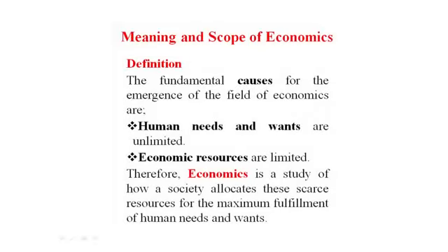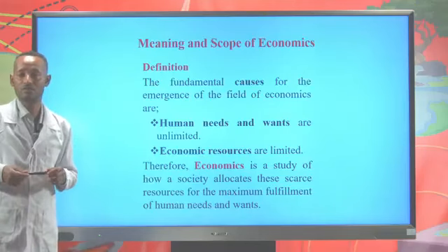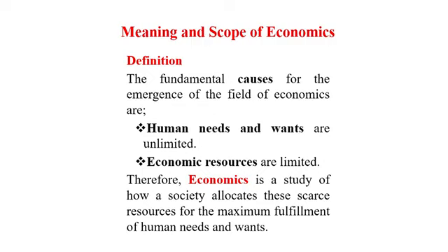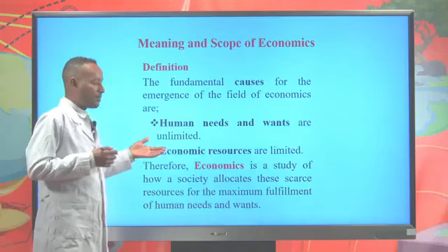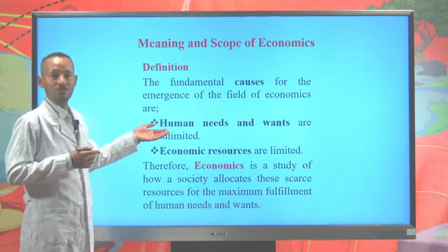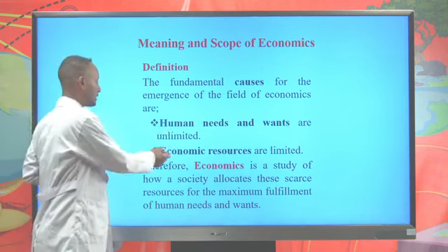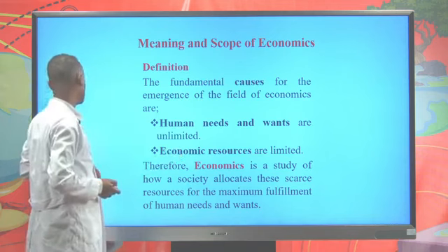Now, let's start with the first fundamental concept of economics, which is about the scope and the definition of economics. First of all, there are two fundamental factors that led to the emergence of the field of economics. First, human needs and wants are unlimited. We have unlimited material wants. And second, economic resources are limited. The means to satisfy these needs and wants, or simply, economic resources, are scarce in their nature.